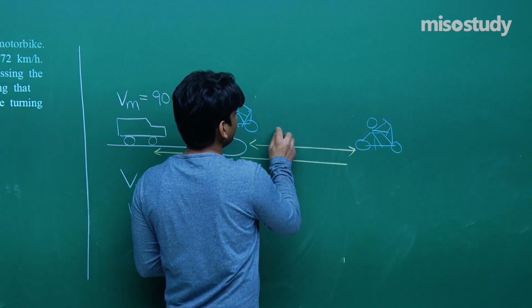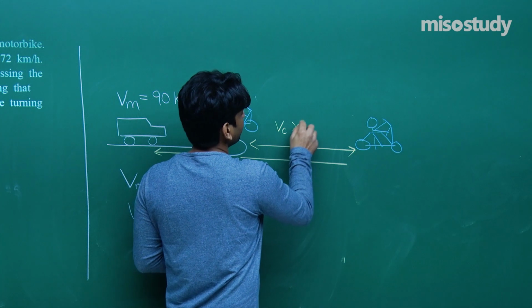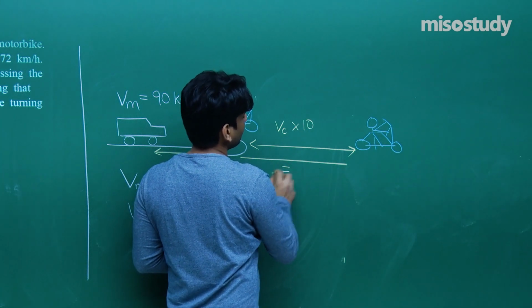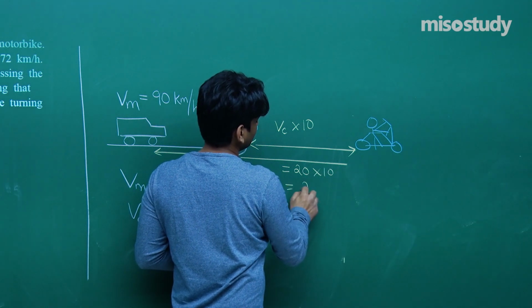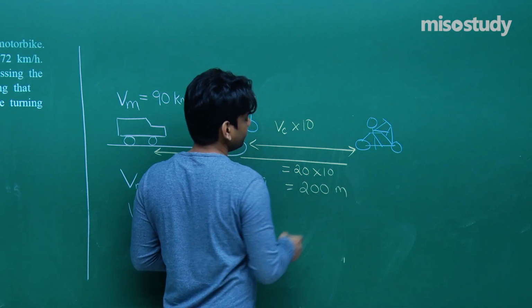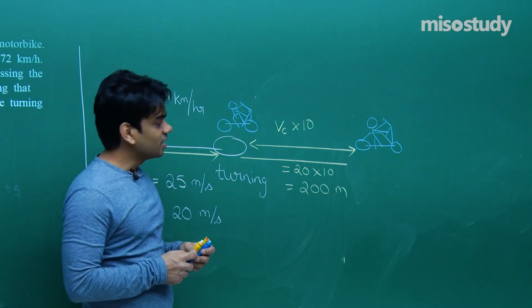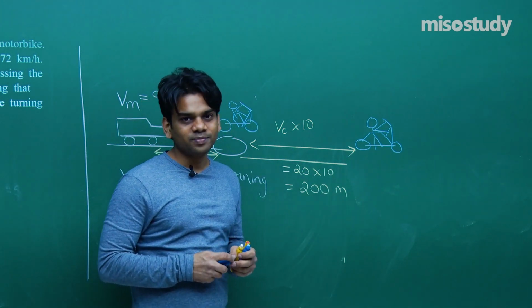So this will come out to be speed of thief VC into 10. So it will come out to be VC, that is 20 into 10, that is 200 meter. So we got this 200 meter. This is the distance that he is going to travel.